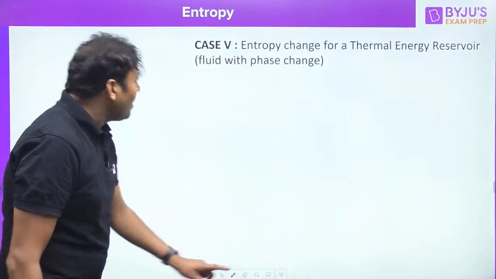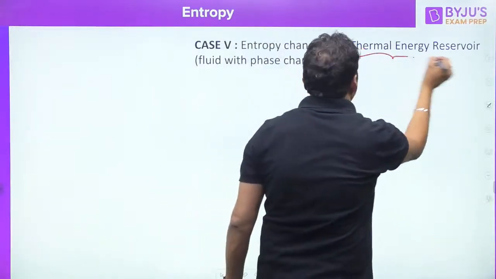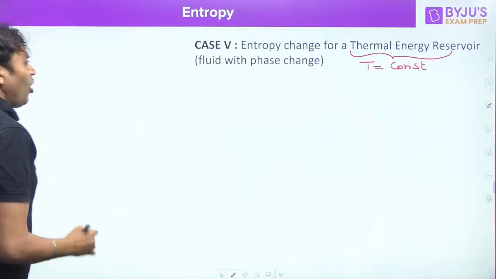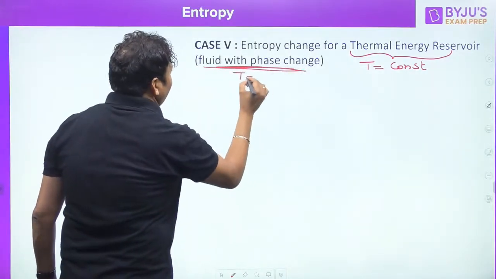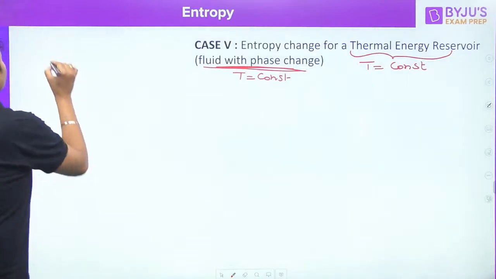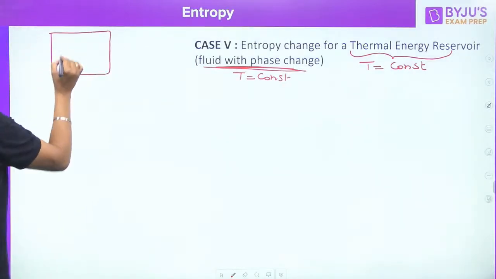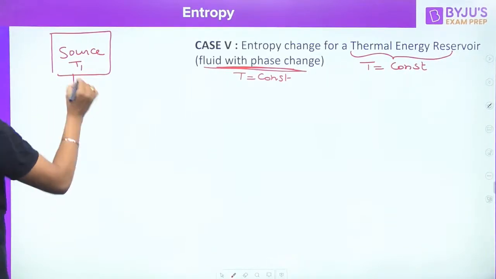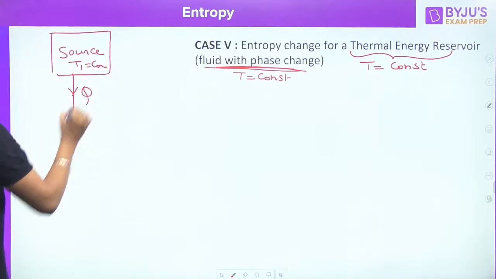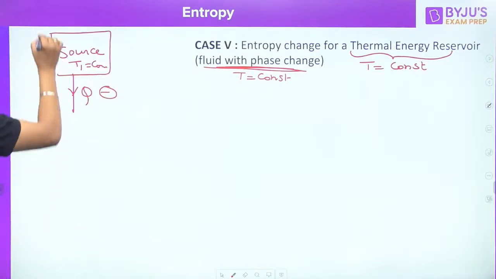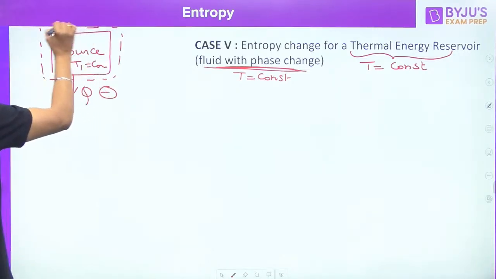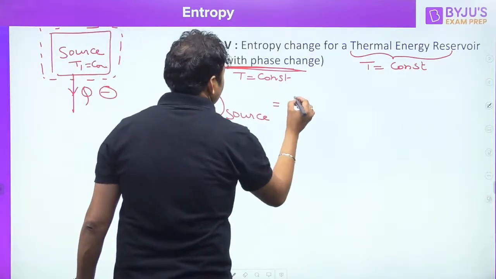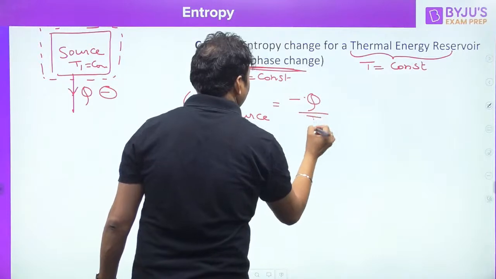And entropy change for a thermal energy reservoir. What is a thermal energy reservoir? Temperature is constant. Or if it is a fluid with a phase change, temperature remains constant. In that case, if it is a source, do you know what is a source? If it is a source at temperature T1, the heat is rejected from the source. Temperature T1 is constant. Because heat is rejected, that is negative. So for the source, the change in entropy is minus Q by T1.